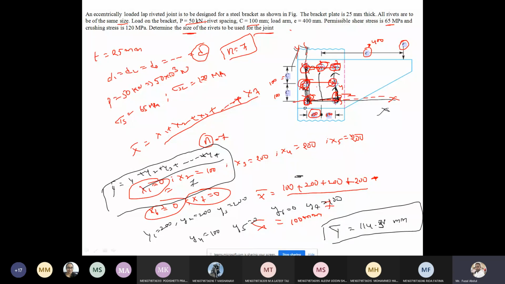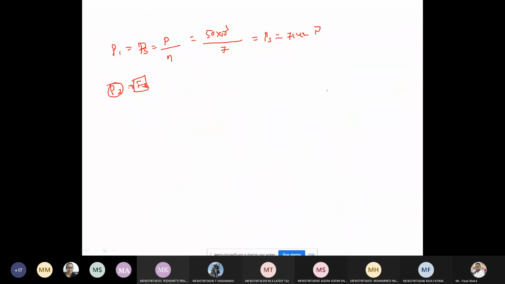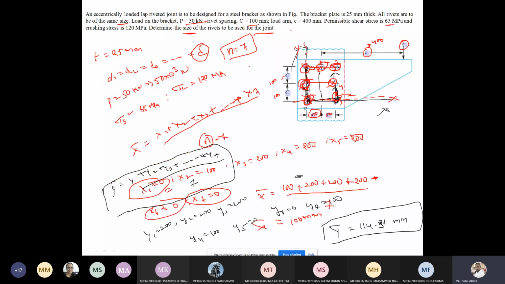So to know the secondary shear forces, first we need to know how much eccentric load is acting on the system. That is 50 into 10 to the power of 3 into eccentricity. How much is given in the question? Eccentricity E value is given as 400 mm.